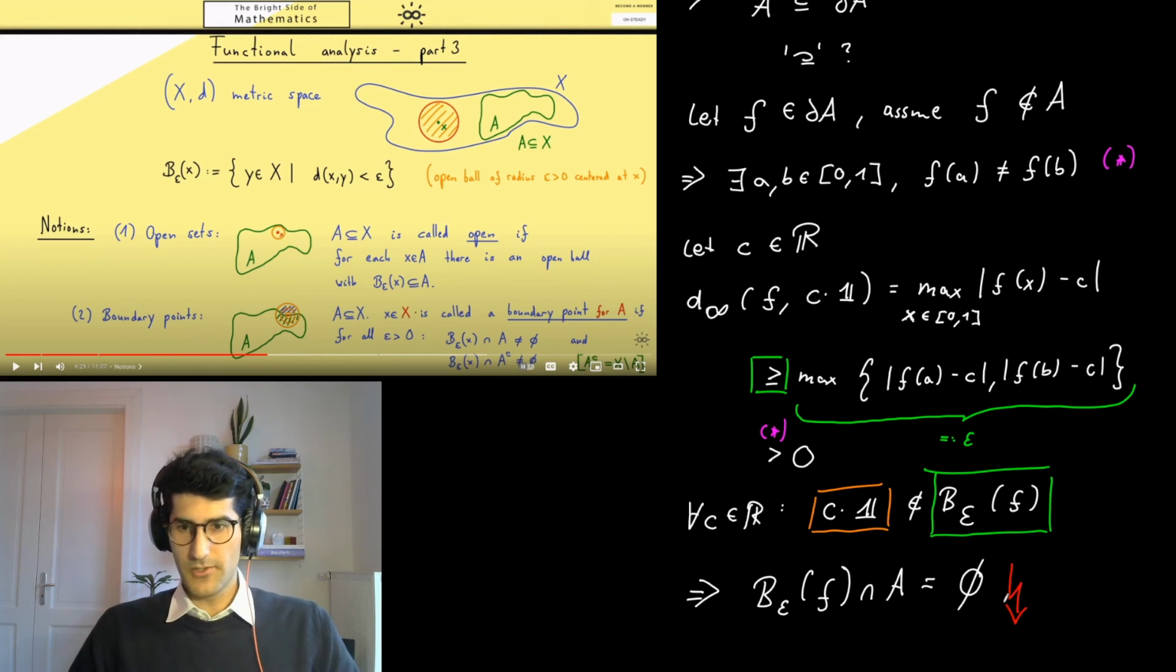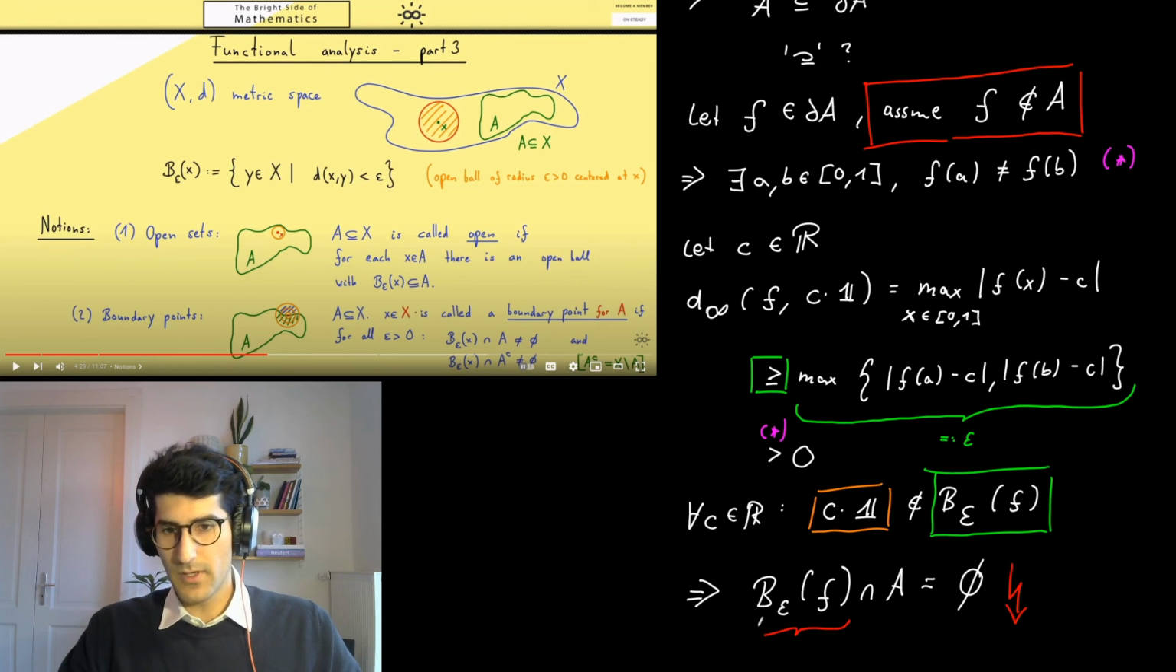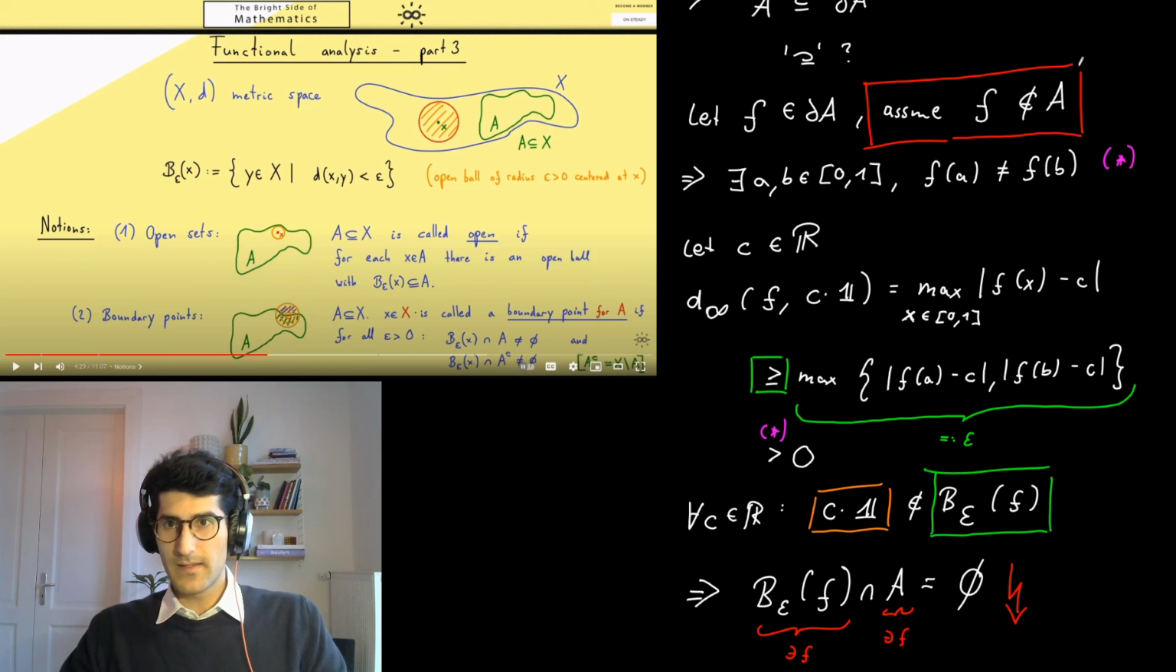But this is a contradiction. It contradicts the fact that f was assumed to be constant. And f, of course, is in here. And f was also assumed to be in here. So it cannot be empty. It should contain f. But I now have this contradiction here, which means that this assumption here is actually false.